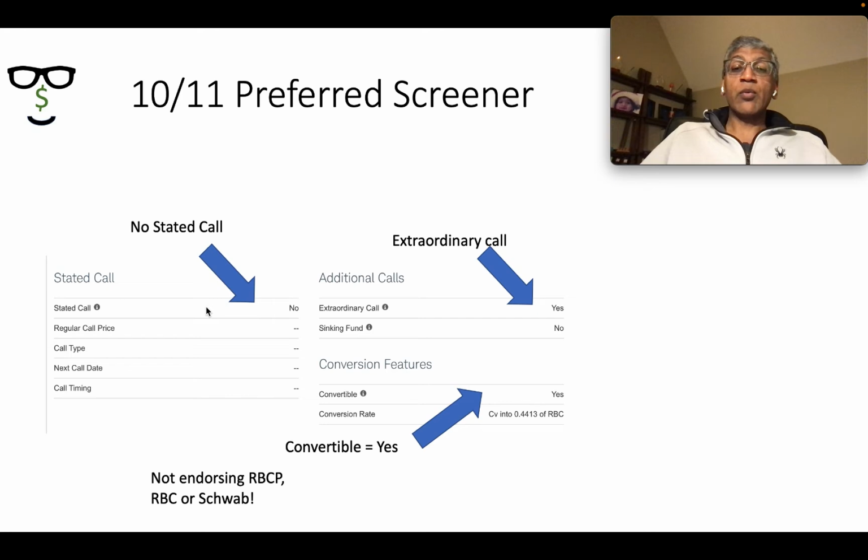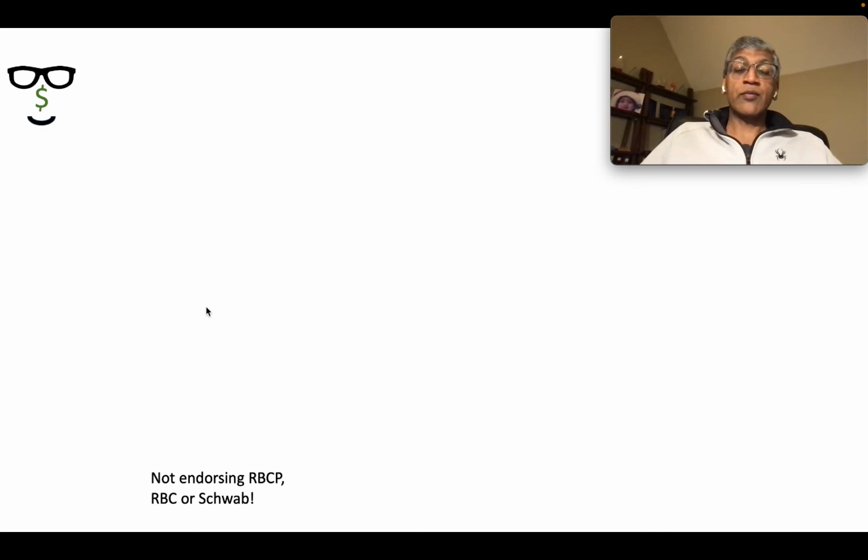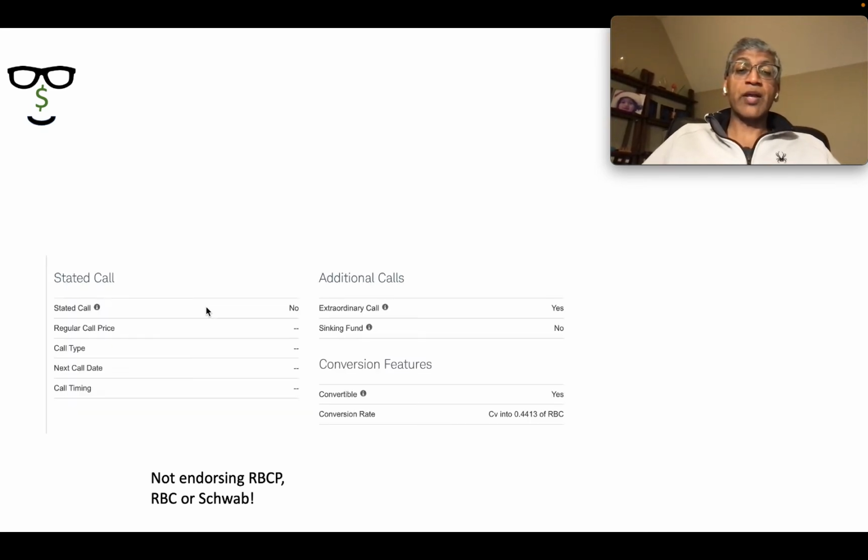And finally, we're able to see that the convertible is yes, and we see the conversion ratio. What does that mean? Every $100 of RBCP converts into $44 of the underlying stock. What that probably means, as you can imagine, is the underlying stock trades at a much higher numeric value than the preferred. And as a matter of fact, that is what we're going to see shortly, because one stock of the preferred is worth less than half of the underlying equity. So let's see what that is and how we can understand that.